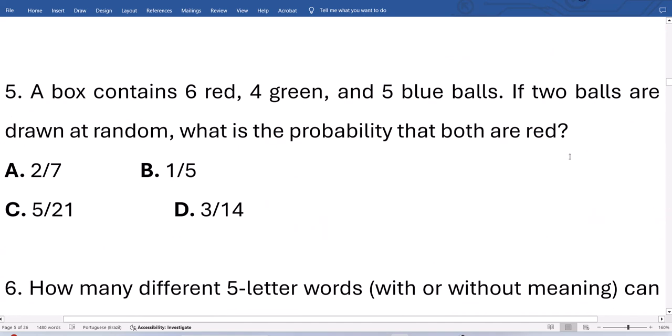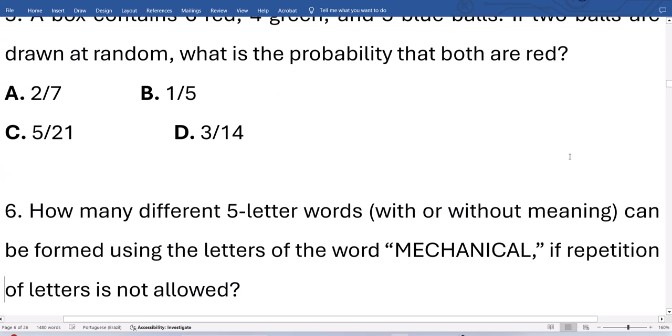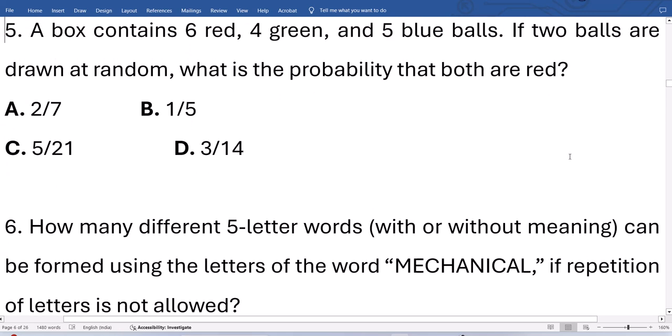Next question, probability, permutations and combinations. It's a very basic question here. How many balls are drawn? Two balls. What is the total number of balls? 15. Right?